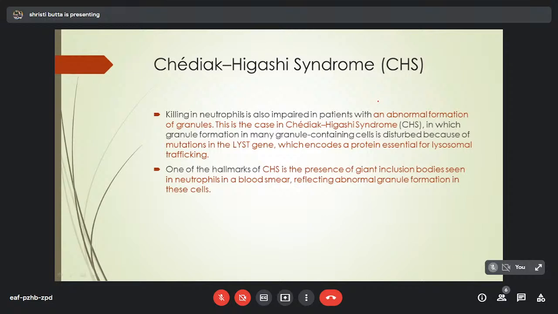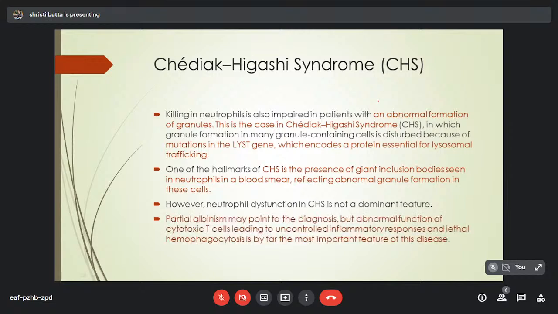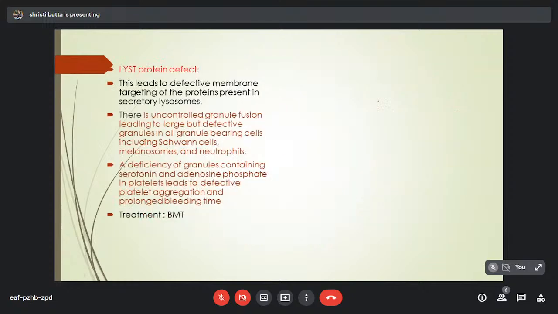One of the hallmarks of Chediak-Higashi syndrome is the presence of giant granules seen in neutrophils in a blood smear, reflecting the abnormal granule formation in these cells. However, neutrophil dysfunction in Chediak-Higashi syndrome is not a dominant feature. What is dominant is that patients usually present with partial albinism, but the abnormal function of cytotoxic T cells leads to an uncontrolled inflammatory response, and lethal hemophagocytosis is by far the most important feature of this disease. Now, what is this LYST protein?